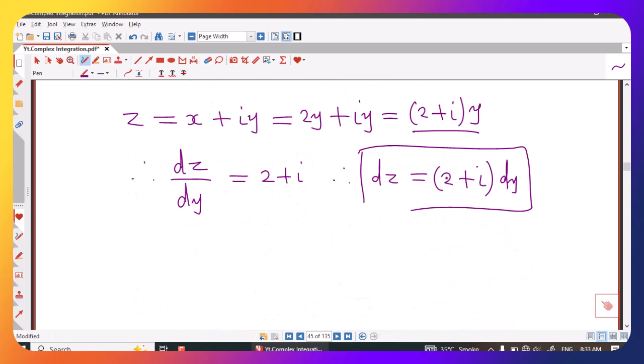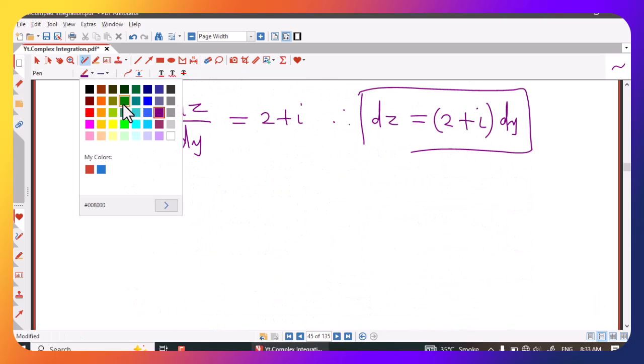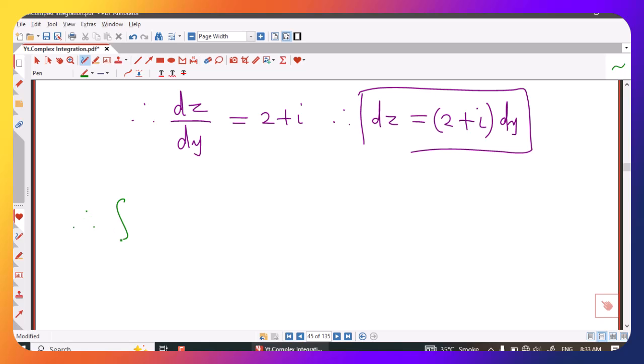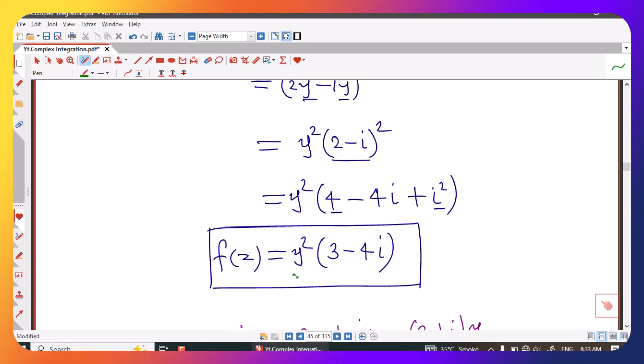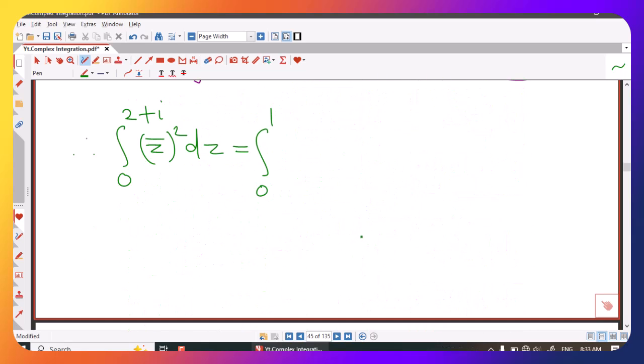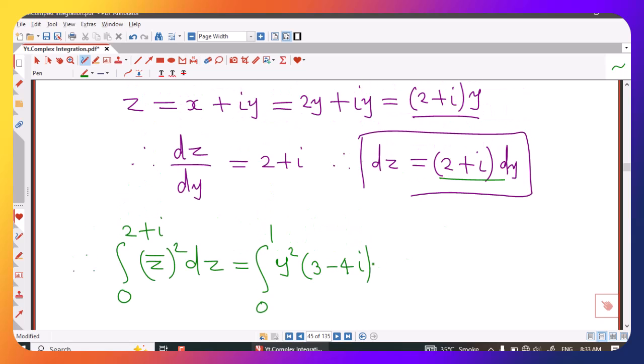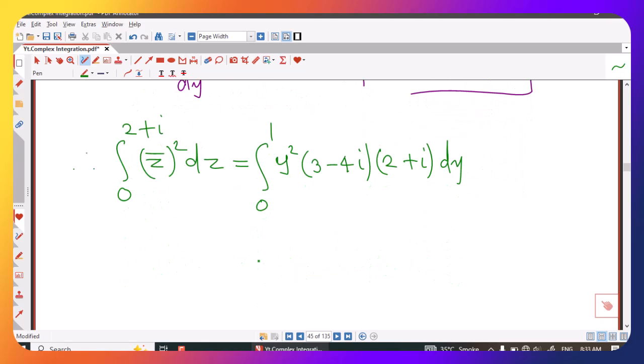So now we write our integral in the form of y. Therefore the integral from 0 to 2 plus i of z bar squared dz, where z bar squared is f of z, becomes y from 0 to 1. We have converted z bar squared in the form of y, which is 3 minus 4i times y squared, or y squared into 3 minus 4i. This is z bar squared, and dz is 2 plus i times dy. So this is now in the form of a real integral, or an integral of a function of y only.